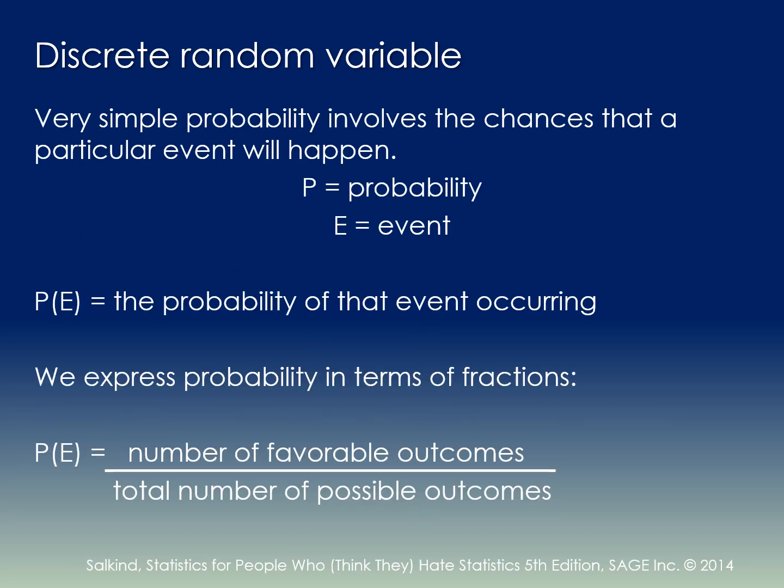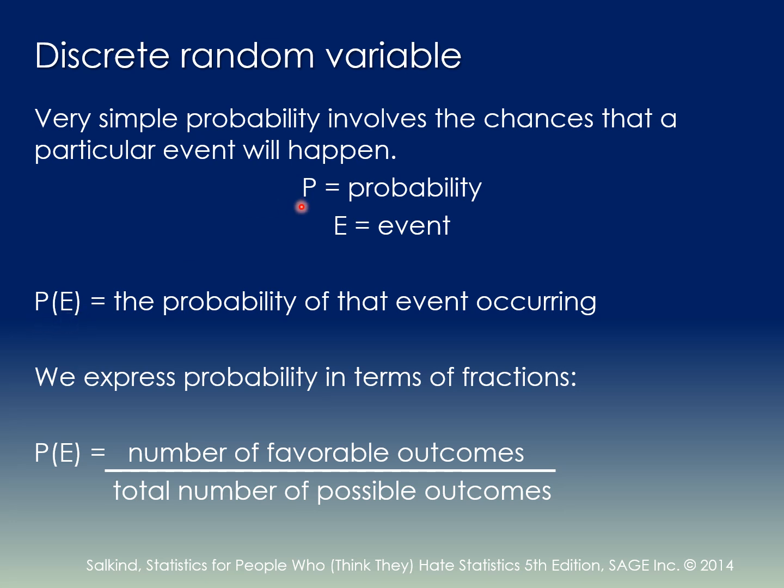Okay, so let's get into some of the calculations here. How do you calculate probability? And again, we'll keep it really simple because it does get really complex. Very simple probability involves the chances that a particular event will happen. And so we have to define these things here. If we're sorting out what probability is, and if you see it in the literature, you might see something like this: P, and then in brackets beside it, you're going to see the capital E.